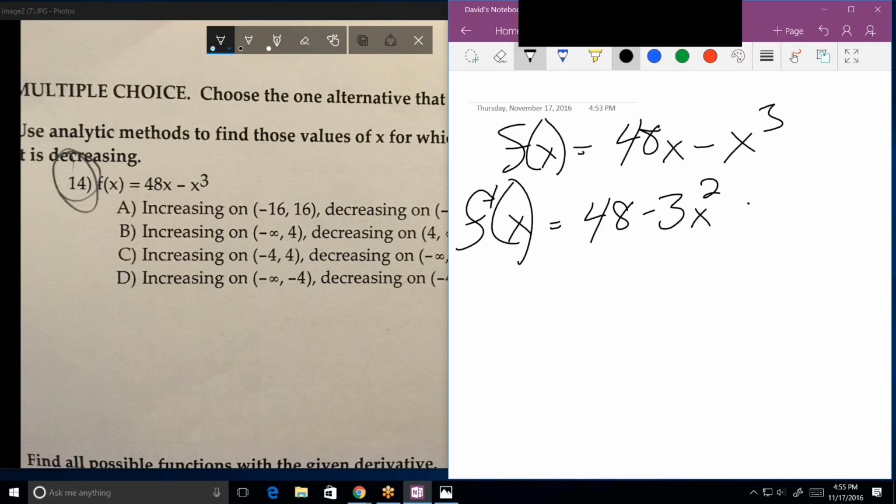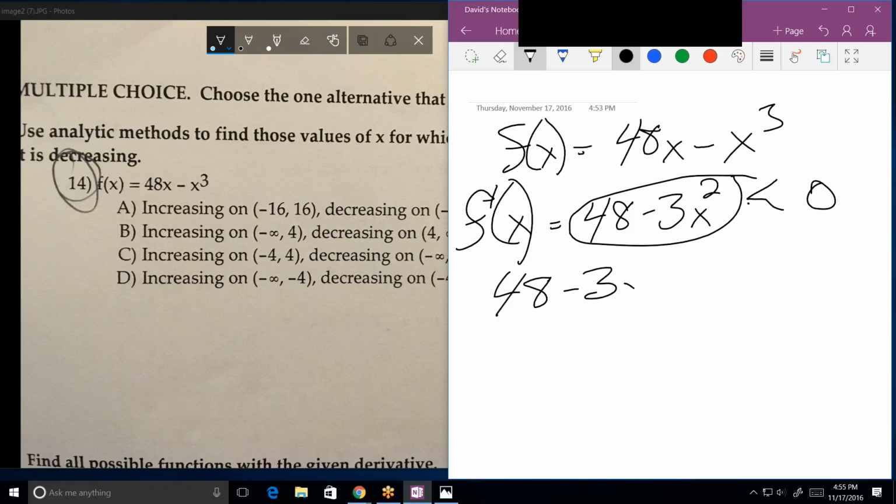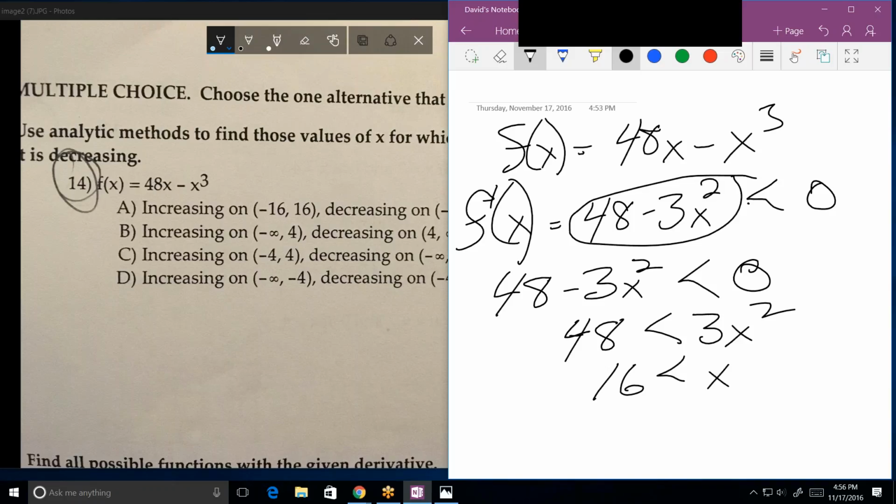And so we want to know where that is less than 0. Okay, we'll set it up as an inequality and then solve it. So that's less than 0, so let's move the 3x squared to the other side. So I have 48 is less than 3x squared. Divide both sides by 3. 16 is less than x squared. And now what's the solution to that?